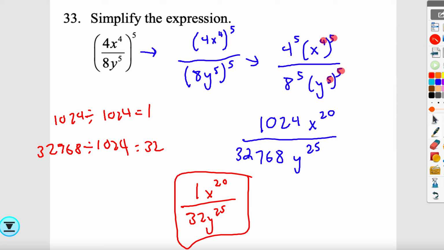Now, another thing we could have done, guys, before we did this step, guess what? 4 over 8 is just 1/2. This is the same thing: 1x to the 4th over 2y to the 5th, to the 5th power. So 1/2. I could have done that too. Simplify this fraction first, and then do the power, and it would have been much easier. We would have skipped this step. But, like I said, this shows that math is very flexible. You can do more than one thing to take care of business.